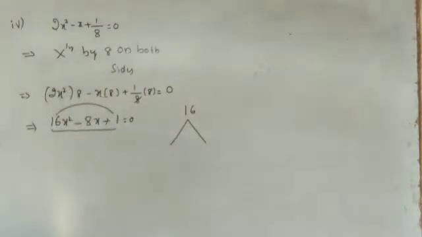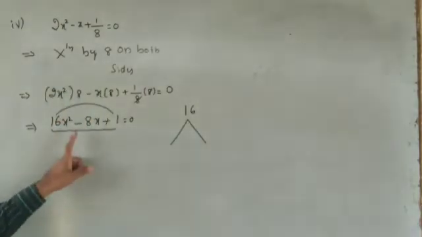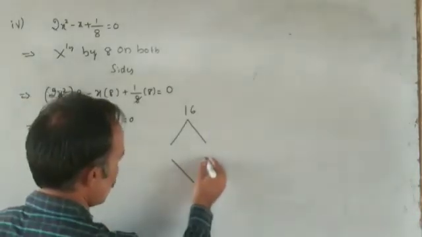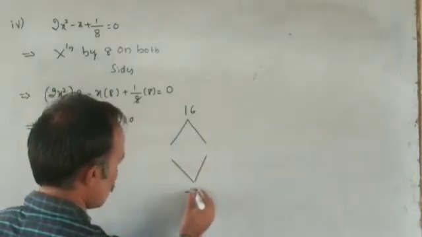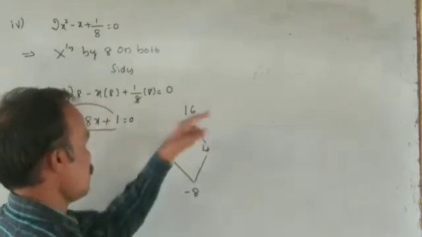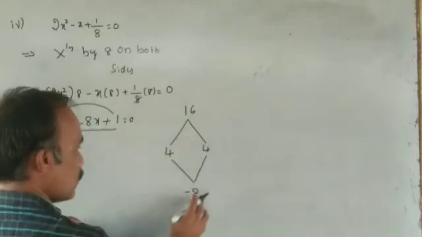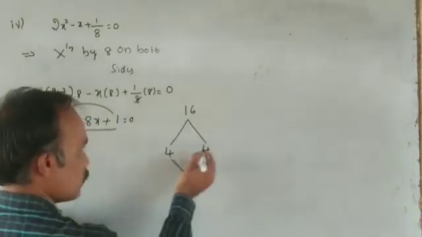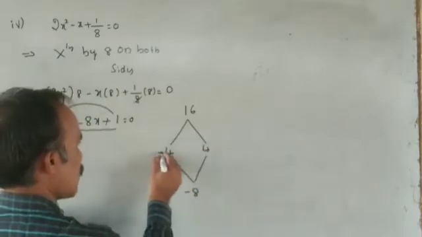Yes, the product is 16. Addition or subtraction? Totally, the simplification is minus 8. So how will you get minus 8? Very simple. 4 plus 4 is 8, but the sign is minus here. I told you, you should give the sign of the greater number. Here both are the same, so minus.